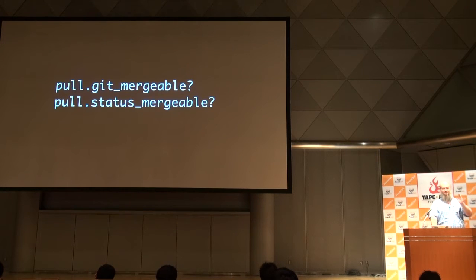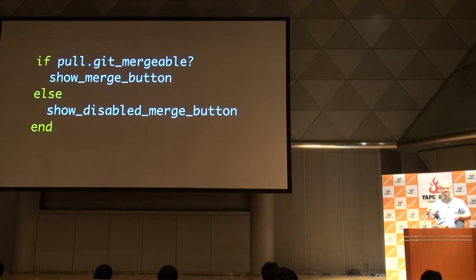When I looked at this and saw a bunch of methods underscore mergeable, I noticed that we were having a lot of problems that looked something like this. We were simply asking the pull request system, is Git mergeable? And if it was, we would show the merge button. And if it wasn't, we would show a disabled merge button. This is an incredibly easy mistake for a programmer to make, because on a pull request here, we have a number of different ways that a thing might not be mergeable. So this is a bug that looks like perfectly good code.